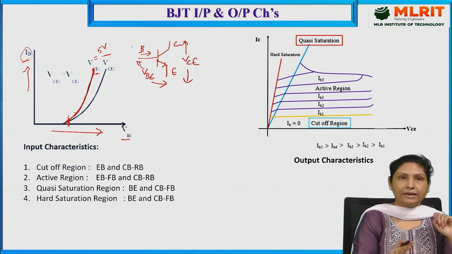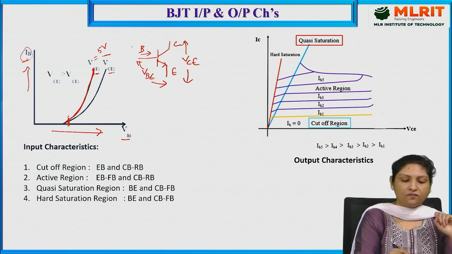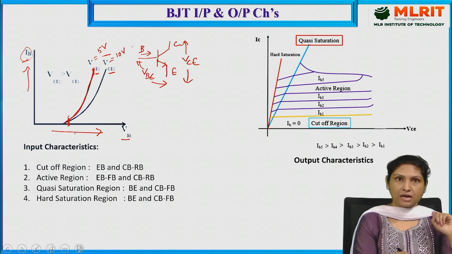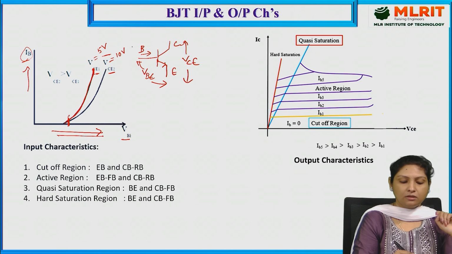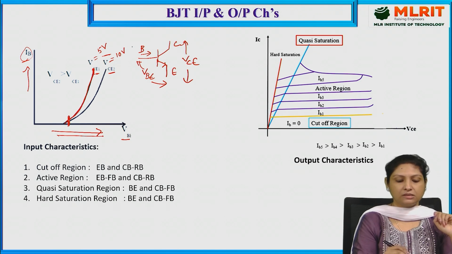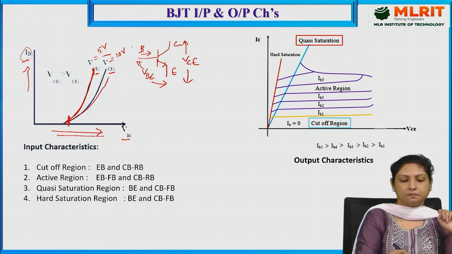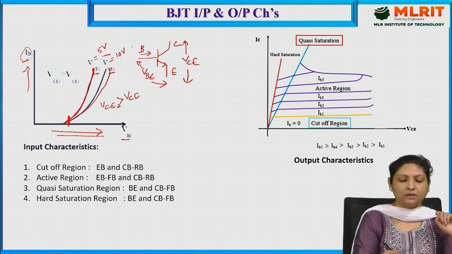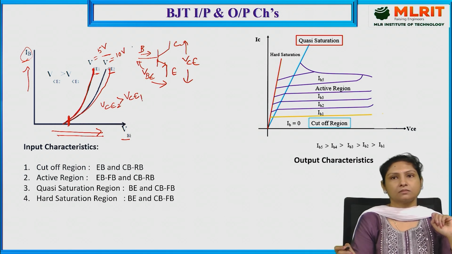Later I'll start increasing the VCE to, say for example, 10 volts, and now maintain it constant at this 10 volts, and let us start increasing the input voltage in steps such that at some point this depletion layer breaks and it starts conducting a current. And if you see here, VCE2 is greater when compared to that of VCE1. So these are the input characteristics.